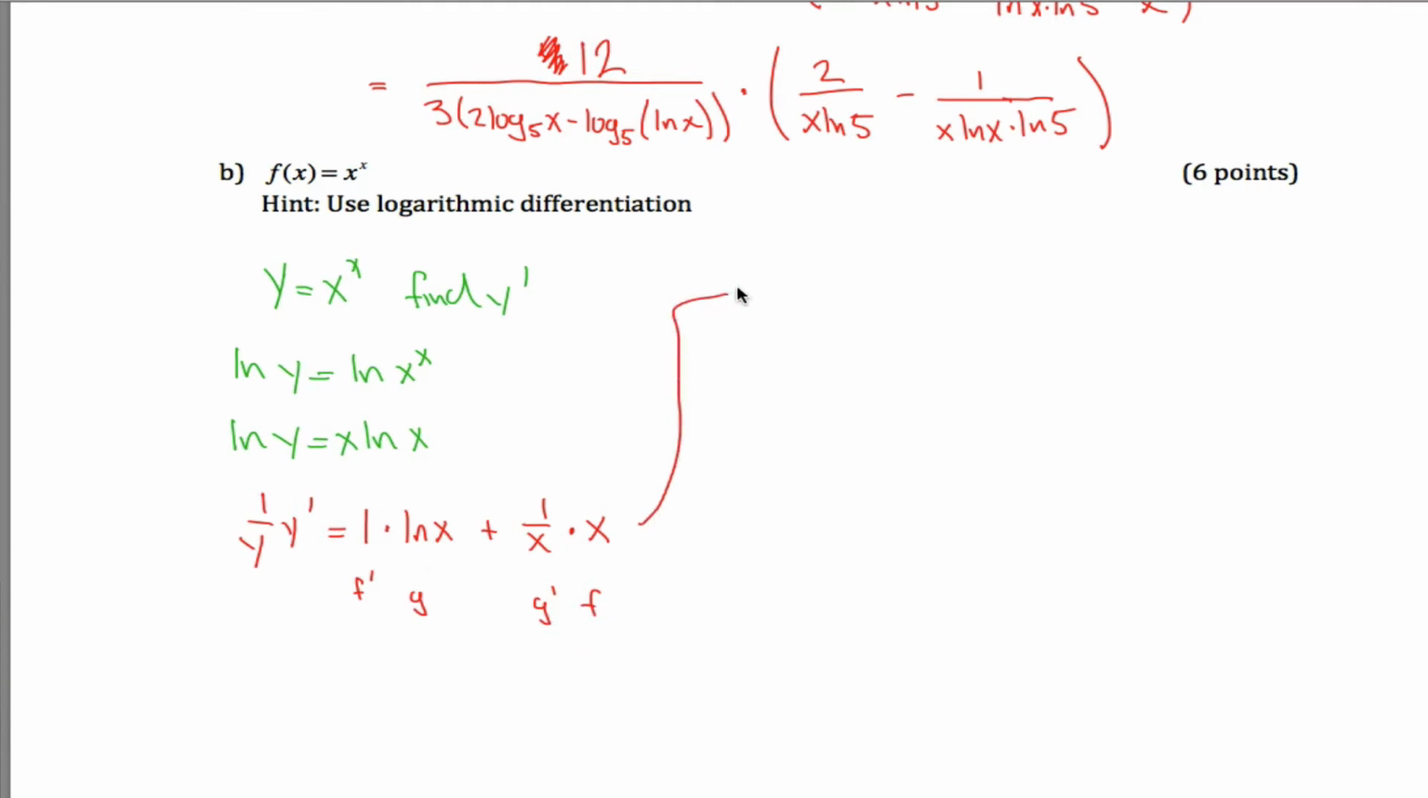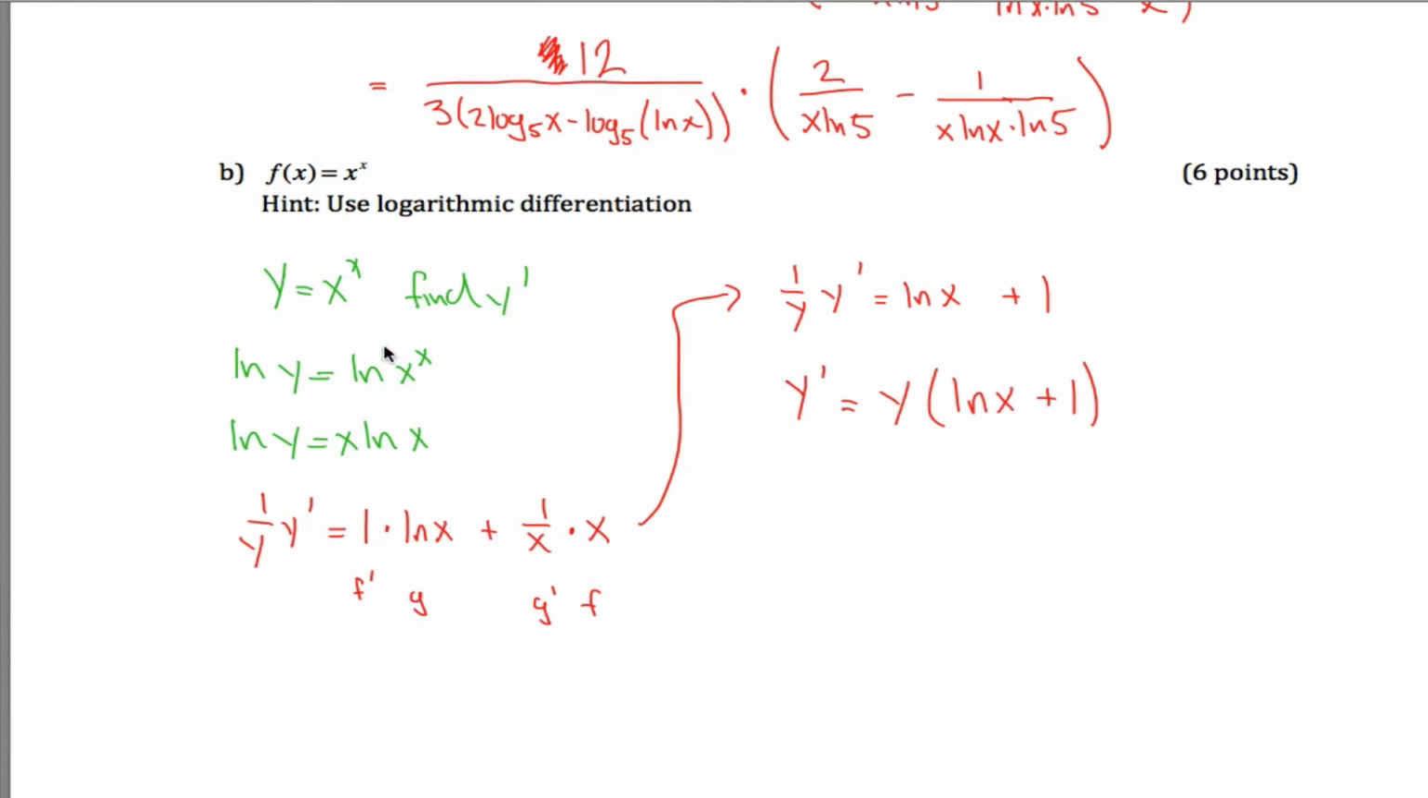So maybe from here I jump up and say, all right, 1 over y times y prime is equal to the natural log of x plus 1, the 1 being the product of 1 over x and x. So if I multiply both sides of the equation by y, I get y prime equals y times the natural log of x plus 1.